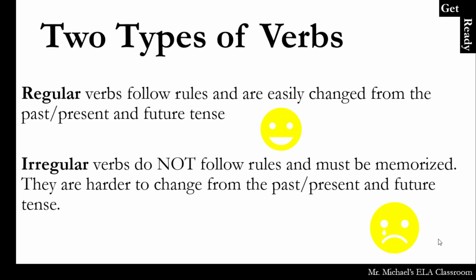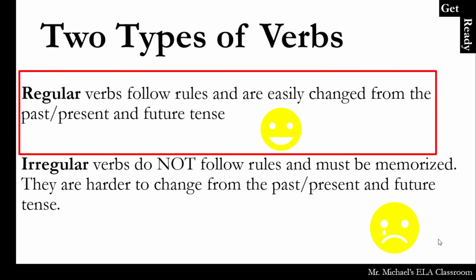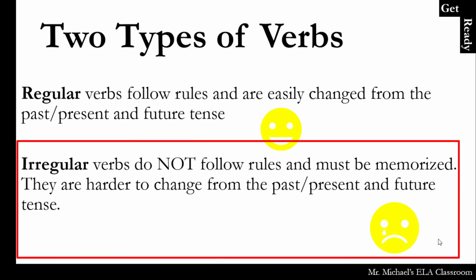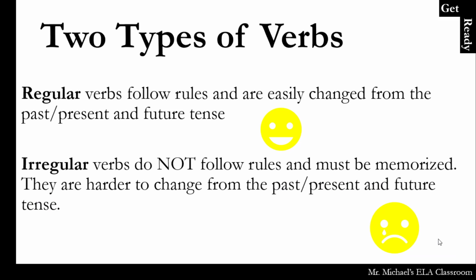So there are two types of verbs. Regular verbs follow rules and are easily changed from the past, present, and future tense. These are the happy verbs. Irregular verbs do not follow rules and must be memorized. They are harder to change from the past, present, and future tense. These are the unhappy verbs.